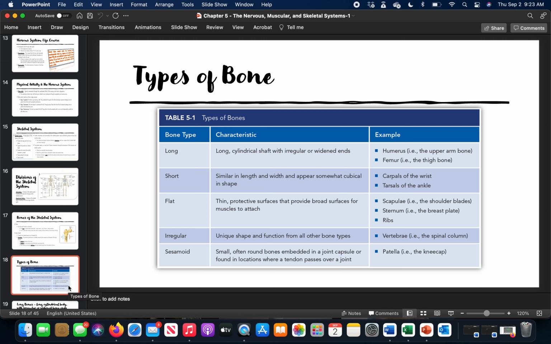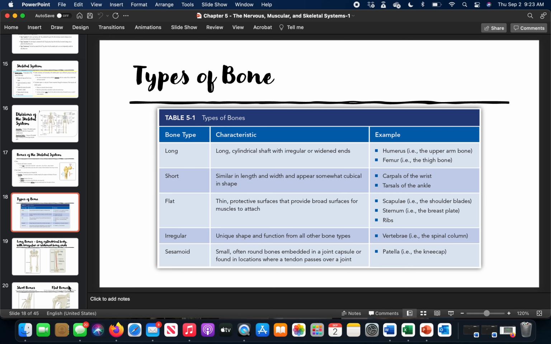Now, there are different types of bones. We're going to go through each one of them: long, short, flat, irregular, and sesamoid. They give you the examples over here on the right. For study purposes, pay attention to what they look like characteristic-wise, and some examples of each, because they're on the test. The humerus would be an example of this type of bone, and you wouldn't say flat, you would say long.